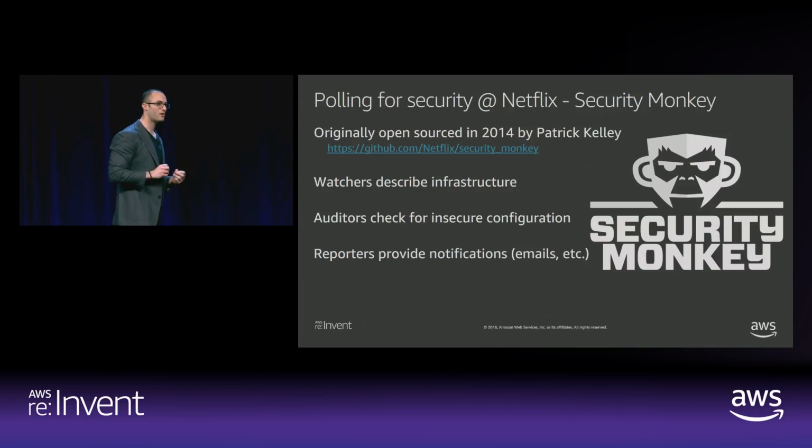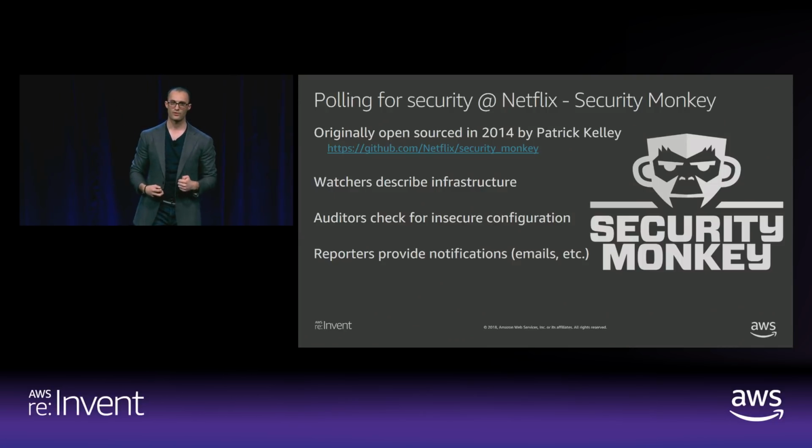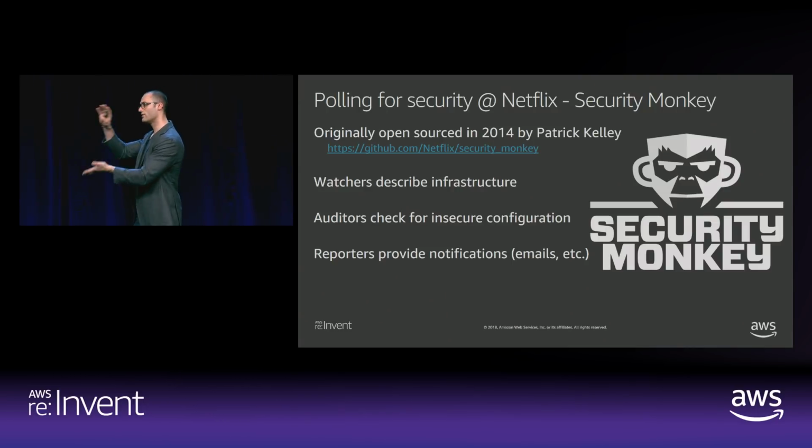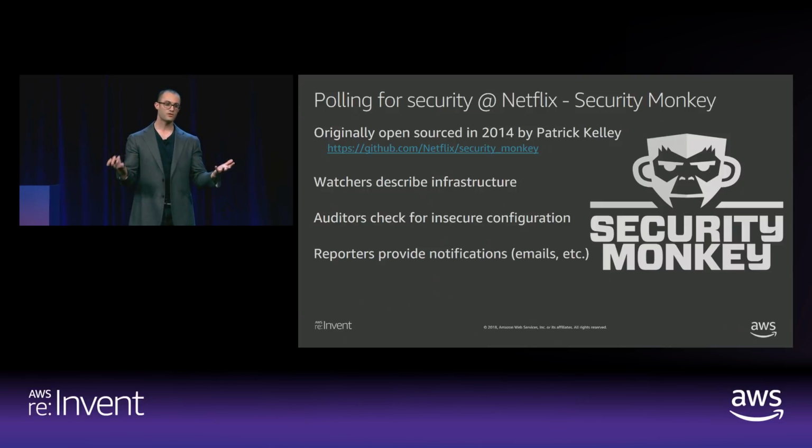There's a watcher component that goes out and describes all your infrastructure. It describes your S3 buckets, your SNS topics, your SQS queues, et cetera. It gets all of those configuration details. It stores it to the database with change history over time. There are then auditors that look at those configuration details and try to find insecure configurations. There are then reporters that then take all of those details and send emails. They can send JIRAs. You can expand that to add other systems as well.